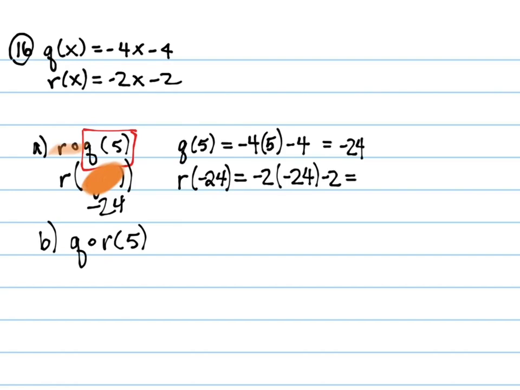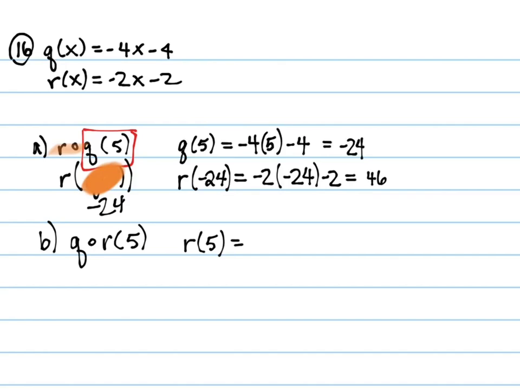So what's -2 times -24? Positive 48 minus 2 would be 46. Now, the order matters. The fact that I did Q first and then I did R is going to make the next answer, when I do it in the other order, not the same. Could it possibly be the same? It could. But it's very rare, in very special circumstances, when it does happen that way.